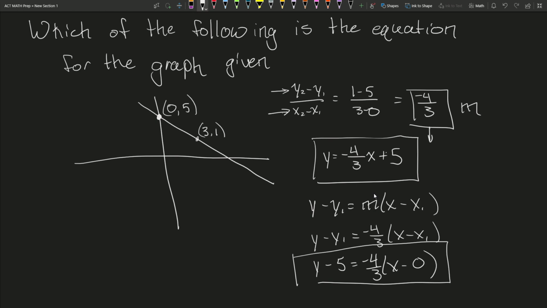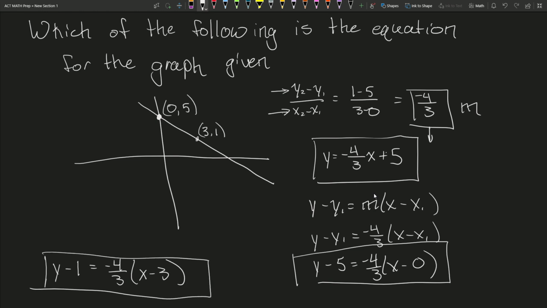Right. So another answer, and I know this is a little bit overwhelming, but could be y minus 1 is equal to negative 4/3 x minus 3. Okay, so all three of these are possible answers.